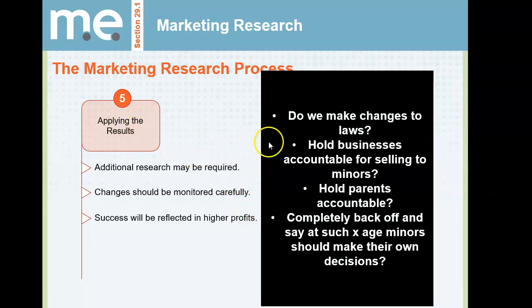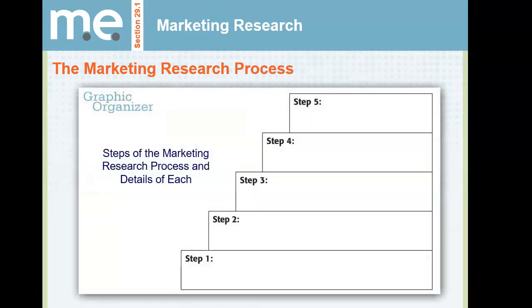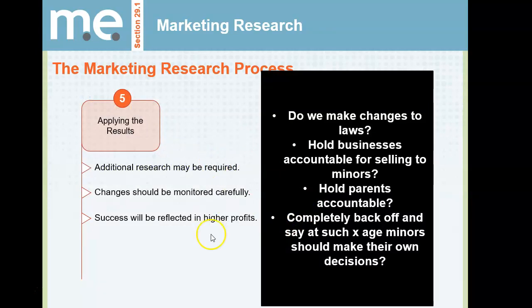But we would apply the results, and if we go back to our vaping example, we might ask, do we make changes to laws? Do we hold businesses accountable for selling to minors? Do we hold parents accountable? We can do the opposite, completely back off and say, at such age, minors should make their own decisions. Honestly, I'm not trying to get into that from a political standpoint, but the point is, you do something to make a change, right? And to help everyone understand what's changing and what's different. So hopefully you got all this or something on this to understand applying the results.